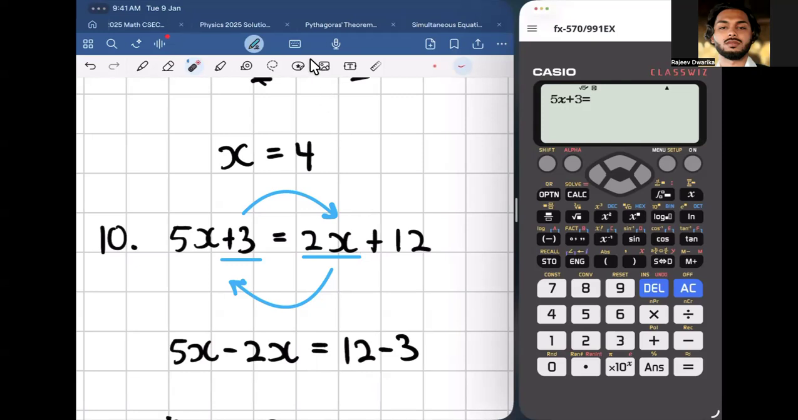Okay, do you have 5x plus 3 is equal to so far? Yes, Serena said she doesn't have the equal sign. Serena, could you send me a picture of the calculator fast? I hope everybody else has the equal sign. Did you get the equal sign? Yes, sir. Okay, let me just check what Serena sent.